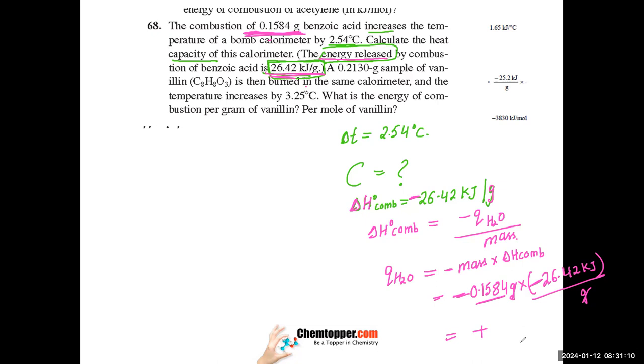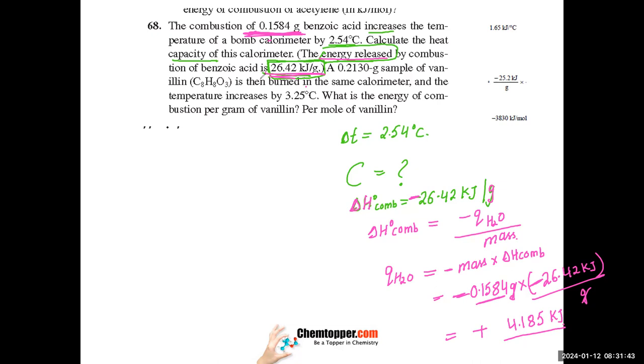I'm getting 4.185. Oh, it's very close to the specific heat capacity, right? But specific heat capacity is in joules, not in kilojoules. Specific heat capacity of water is 4.184 joules per gram per degree Celsius. So this is Q of the water, correct?